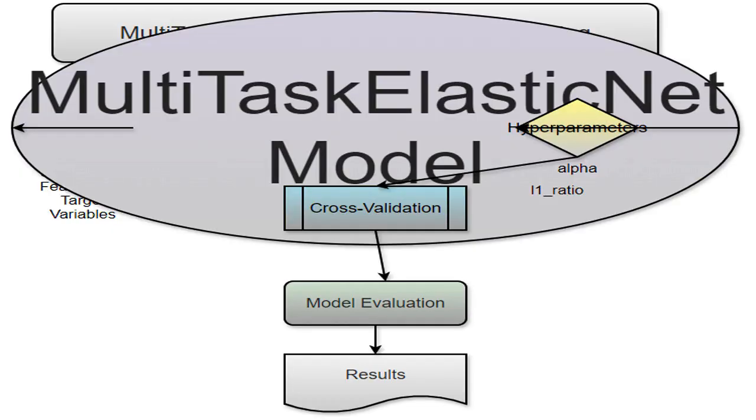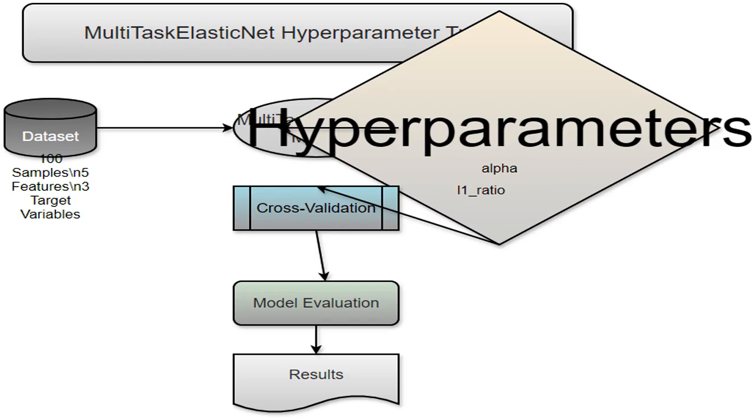I selected MultiTaskElasticNet because it's specifically built to handle multiple target variables simultaneously. This is different from having separate models for each target because MultiTaskElasticNet considers relationships between them. These are settings that I can adjust to control how the model learns. I'm focusing on alpha and L1 ratio because they directly influence the model's behavior and how it balances simplicity and accuracy.